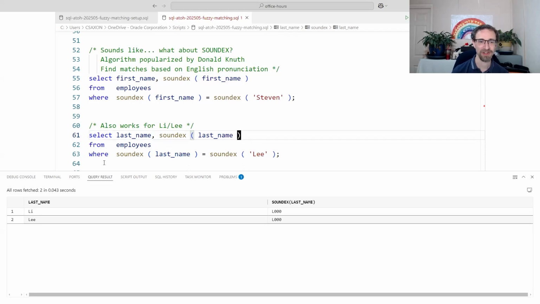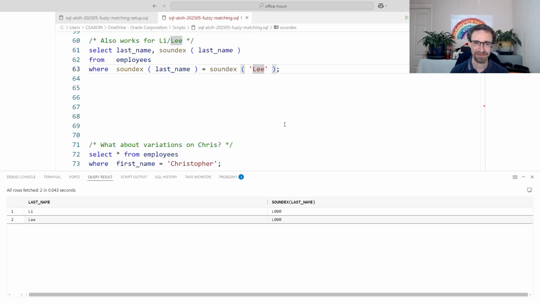If we do the same for our family names, our last names with Lee, again, we get both back because they both have the same SOUNDEX. L000, it's 0 because it doesn't actually match anything, right? It just matches the L in effect and ignores the vowels, the E's and the I's and so on. So we can use SOUNDEX, and so far this is looking pretty promising.